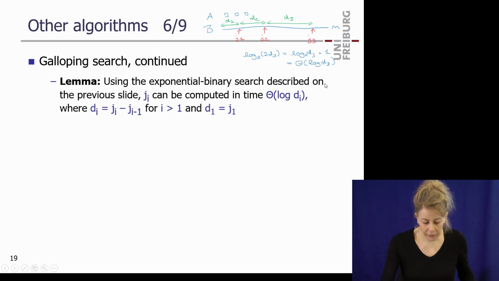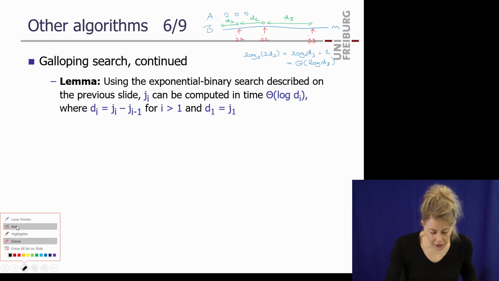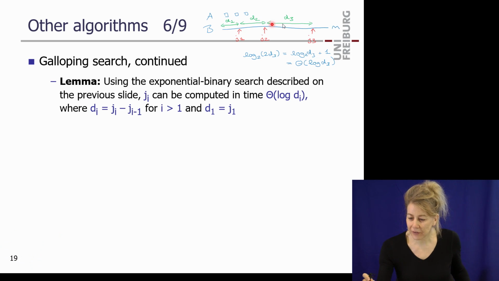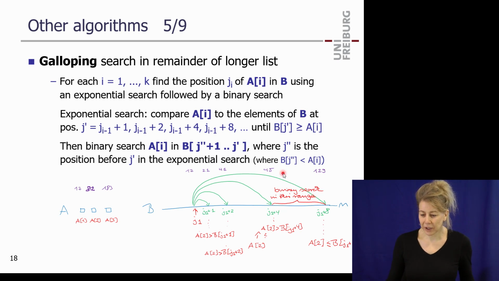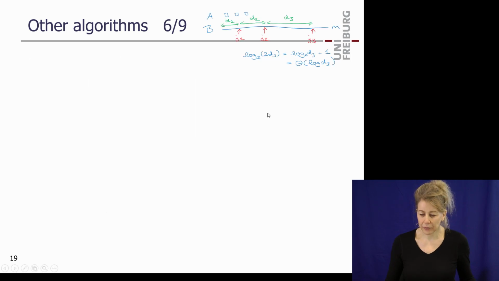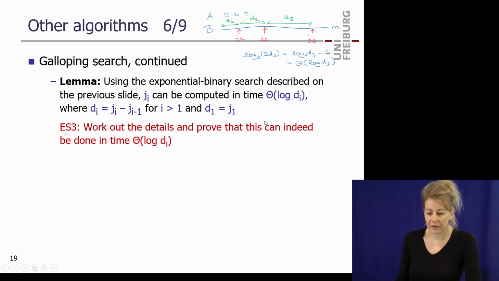So even if you're searching in a range that's twice as large as this D3, then it's still log the size of this range. And this is actually what the exponential search does. It will overshoot the real thing. So the real location of my A2 is somewhere in here, and by this algorithm, it will overshoot it by at most a factor of 2. So that's why you will be able to prove this. And that's something you should do for the exercise sheet.